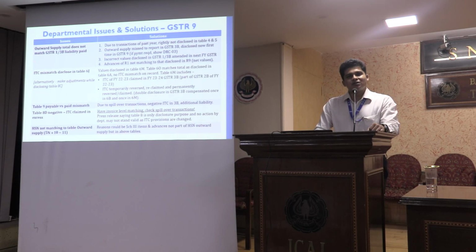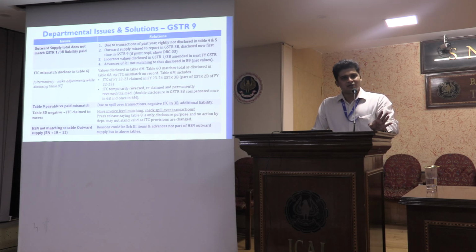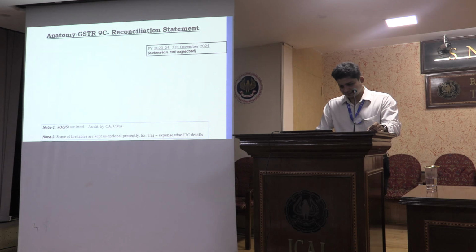Table 9, payable versus paid mismatch, like we have been discussing till now, no need to make any adjustments. Please have the reasons. If you have paid DRC 03, have the DRC 03 document on hand. Table 18 negative, we have discussed. HSN not matching to table outward supply of 5N plus 10 minus 11 could be advances and the schedule 3 items.